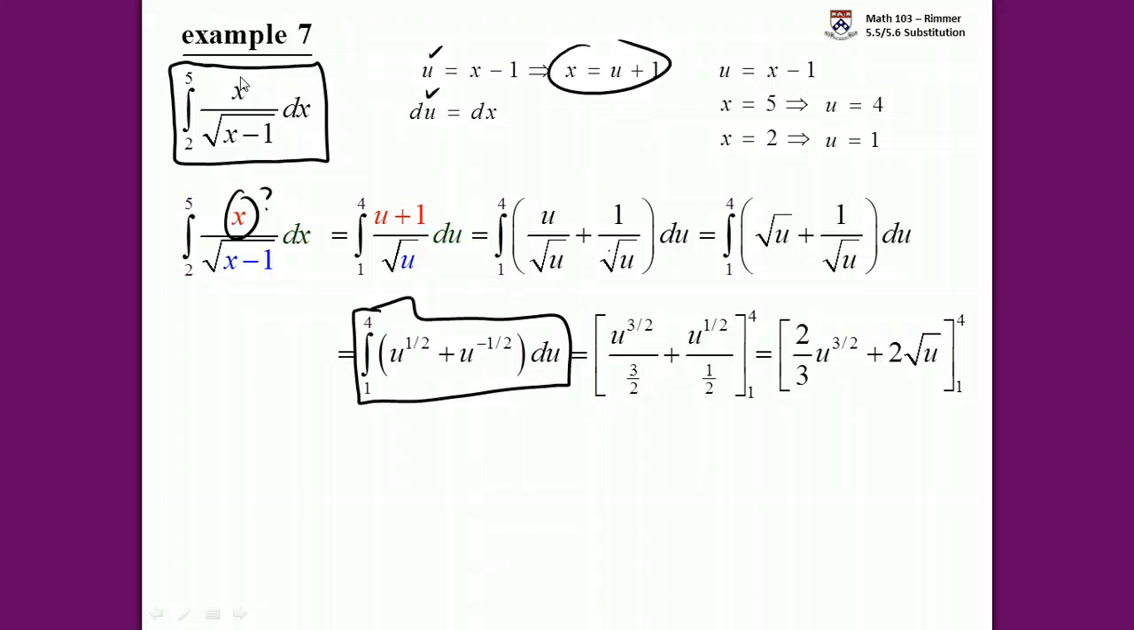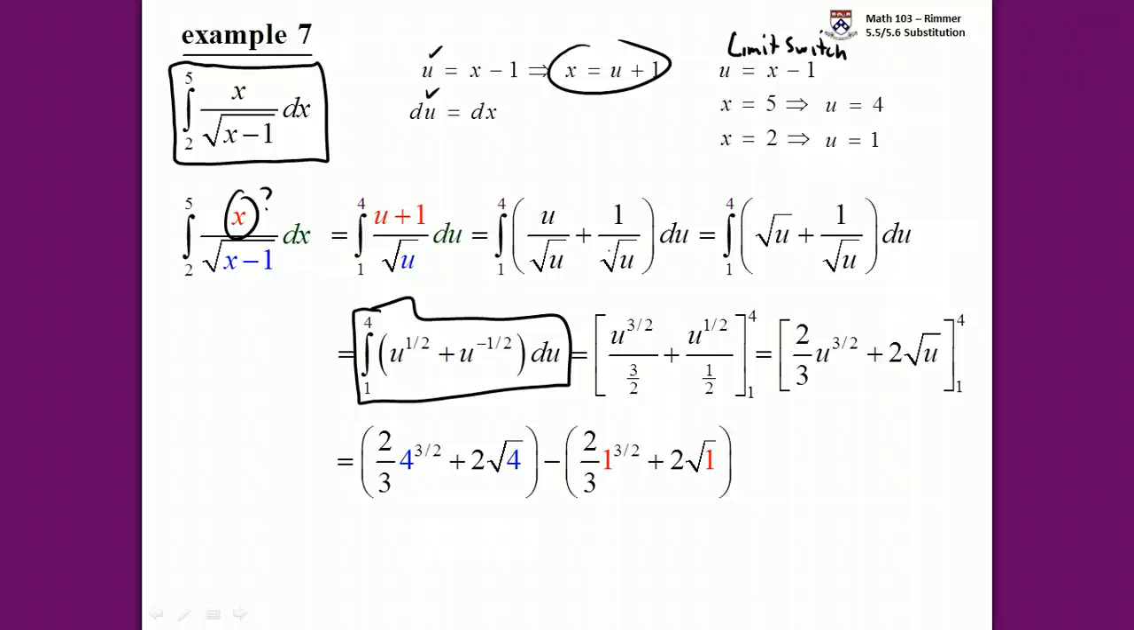You don't have to look back and wonder, oh, should I really have done 2 and 5, the x numbers? No. When you do a limit switch, there's no looking back. If it's done correctly, you just move forward from that point on and you get the same answer. So next it's our job to plug a 4 in, and then plug a 1 in and subtract to use the fundamental theorem of calculus. Okay, so we have 4 to the 3 halves, and then a root of 4, 1 to the 3 halves, and then a root of 1.